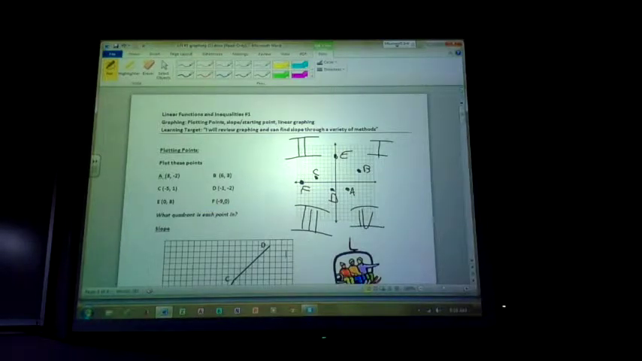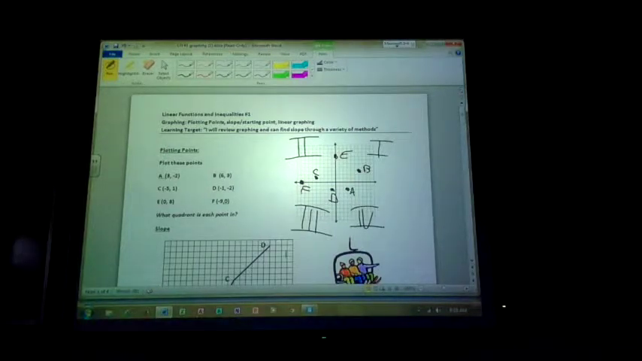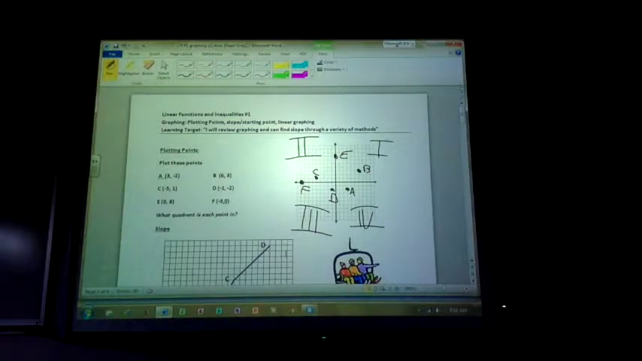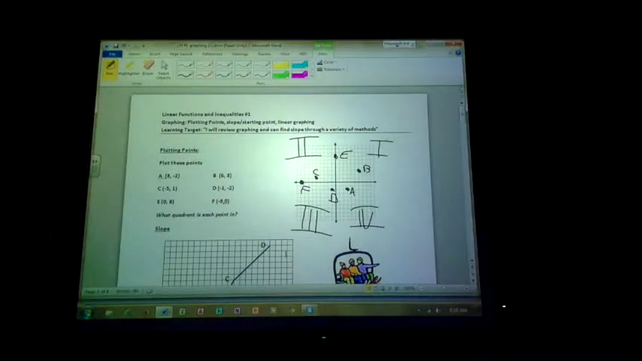And in quadrant 1, both the x and y component are positive. Quadrant 2, the x component is negative while the y component is positive. In quadrant 3, both the x and the y are negative. And in quadrant 4, the x is positive and the y is negative. So you have positive, positive; negative, positive; negative, negative; positive, negative as far as those go. Okay? So that's just a kind of a start to it.